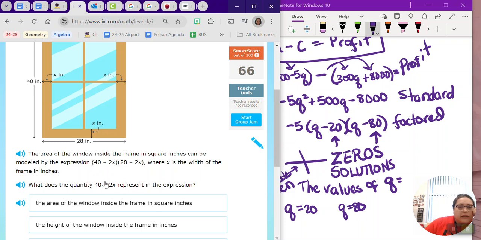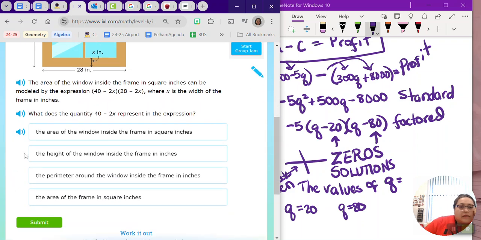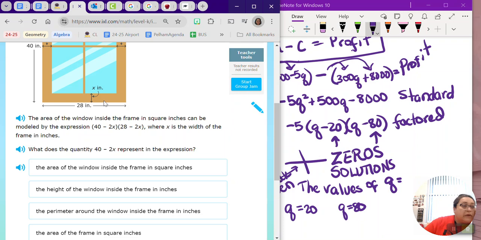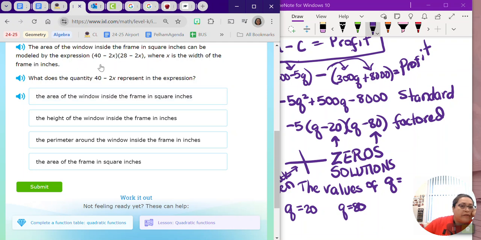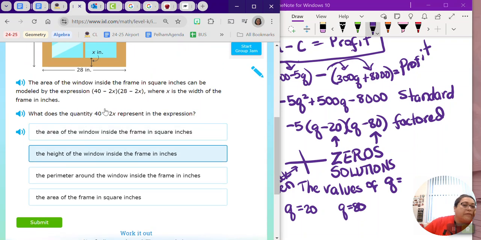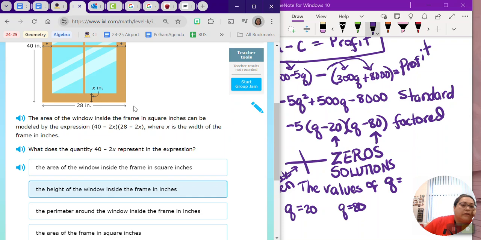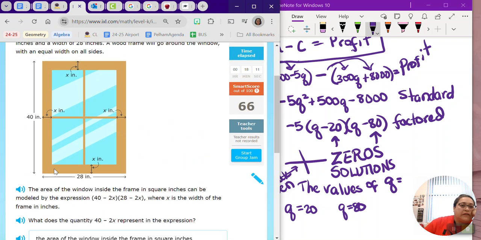So what do they want? It's either the height or the base or the length times the width. Are we clear? And either the length or the width can be a height. But it is definitely not the area because it's only one of the dimensions. It's not a perimeter. It's this one, the height of the window inside the frame. That's why they're subtracting the border. The whole thing is 40 minus the border. You get only the glass pane.